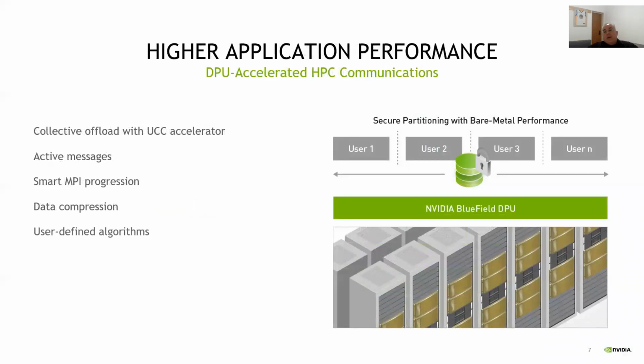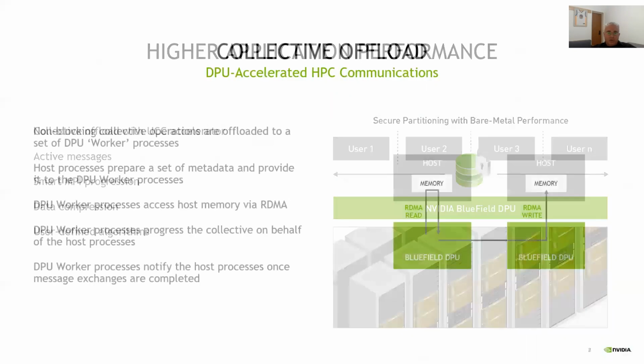From an acceleration perspective, the DPU can do data arithmetics on the data before it goes into the server, before it goes to the CPU or the GPU. So we can move collective operations. We can move non-blocking collective operations from being run on the CPU to actually run on the network, on the DPU. We can deal with active messages, with smart MPI progression. We can do compressions and decompressions on the DPU. We can actually use the DPU to run any sort of approved user algorithm, moving us to a new level of hybrid compute infrastructure.